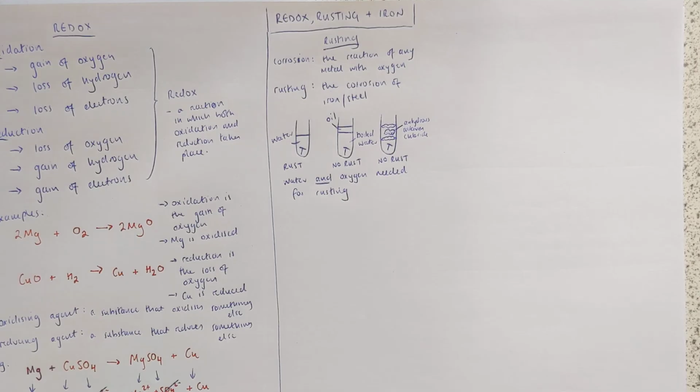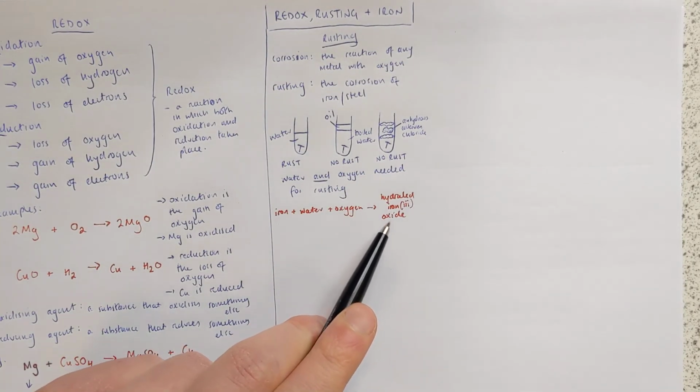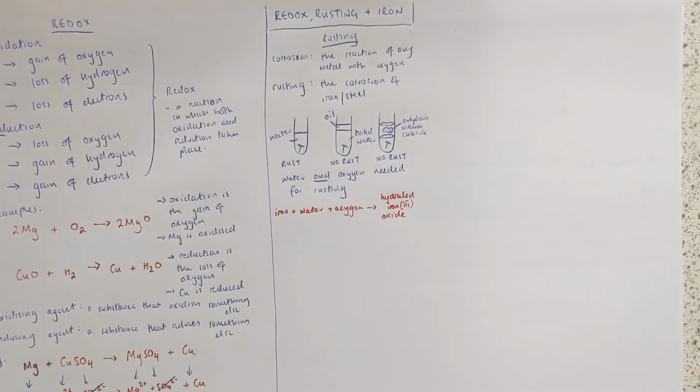The next thing which backs up that fact about water and oxygen being needed for rusting is the chemical equation for rusting. Rusting is essentially the reaction between iron, water and oxygen to make rust, and the proper chemical name for rust is hydrated iron 3 oxide. So if we look at the name for rust here, iron oxide implies that the iron has reacted with oxygen, hydrated means wet, which means you've got water involved as well. The specific way you need to describe the appearance of rust is as a red-brown flaky solid.